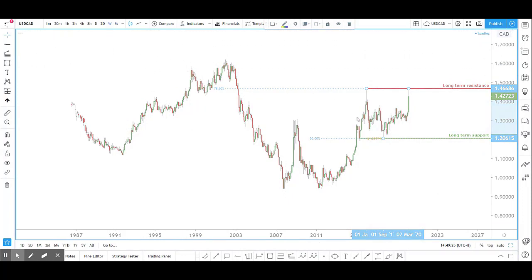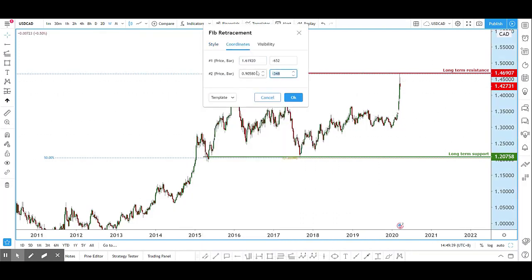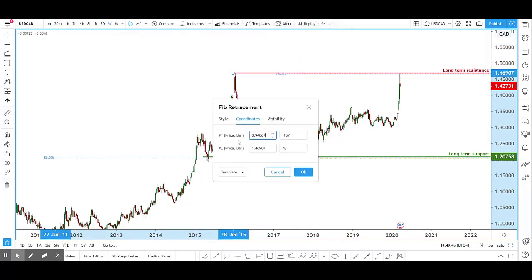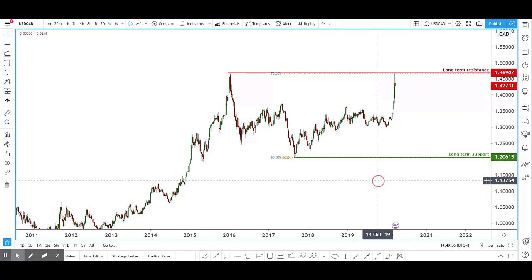Now that we have our long term, we go down to the weekly. On the weekly, we see that price has been moving sideways since 2015 within this range. Let me just tidy this up. Right, so price has been moving sideways in this range, sort of. And what we want to do here is find long-term weekly support and weekly resistance levels.